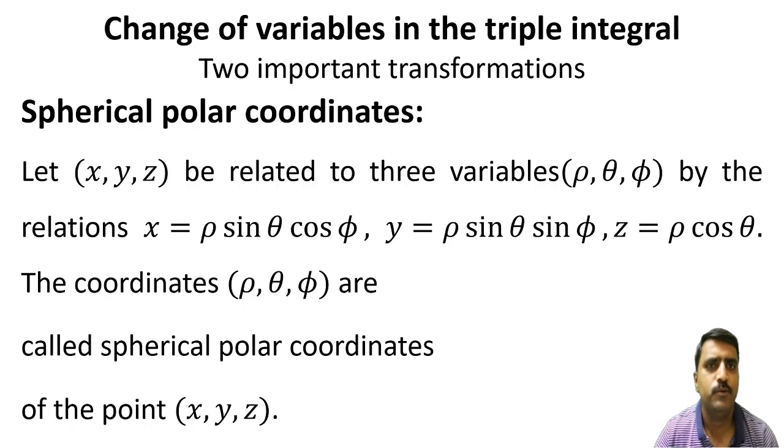In spherical polar coordinates, x, y, z are related to the other variables rho, theta, phi such that x is equal to rho sin theta cos phi, y is equal to rho sin theta sin phi, z is equal to rho cos theta. Here the coordinates rho, theta, phi are called spherical polar coordinates of the point x, y, z.